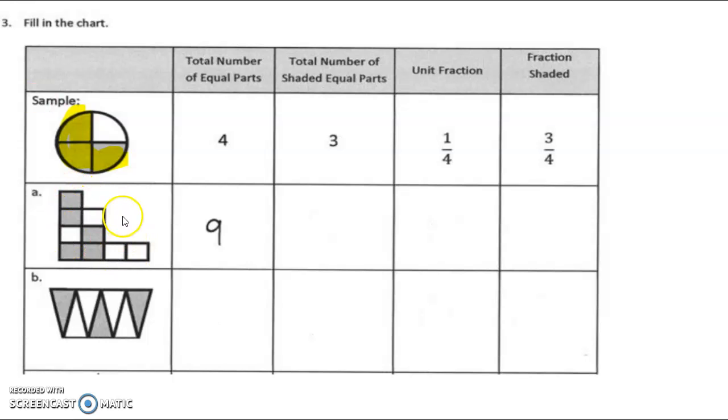Okay, so altogether is 9. And then total number of shaded parts in this one is going to be 2, 4, 5. That's 5. Okay, the unit fraction would be 1/9. And then the fraction shaded would be 5/9.